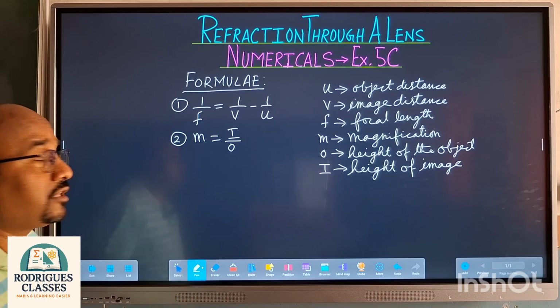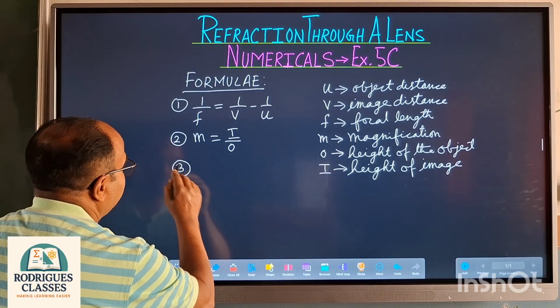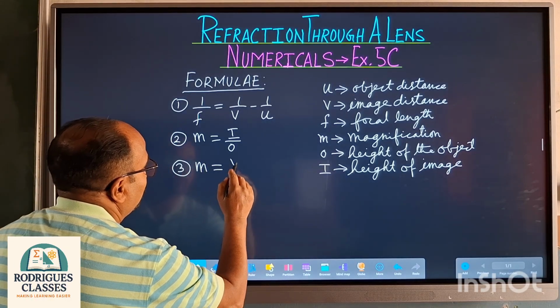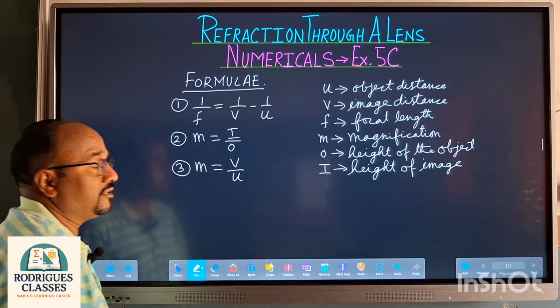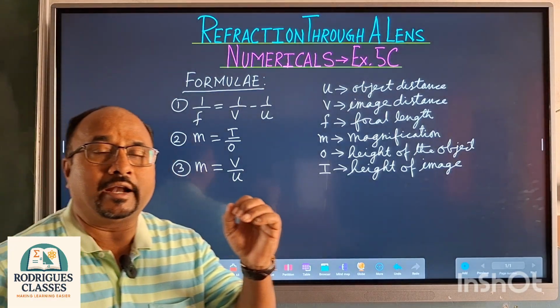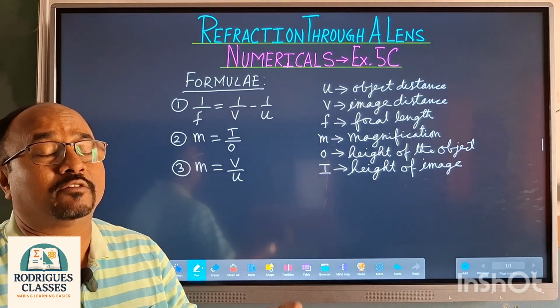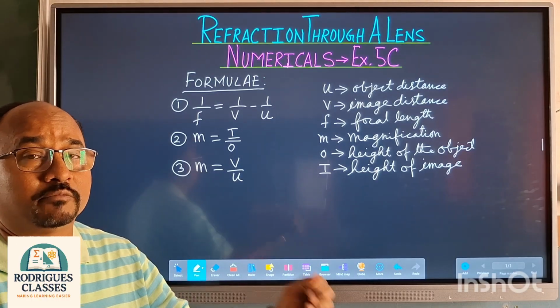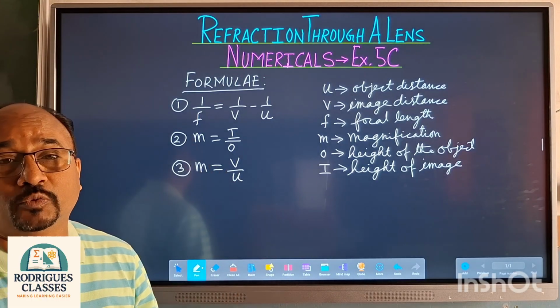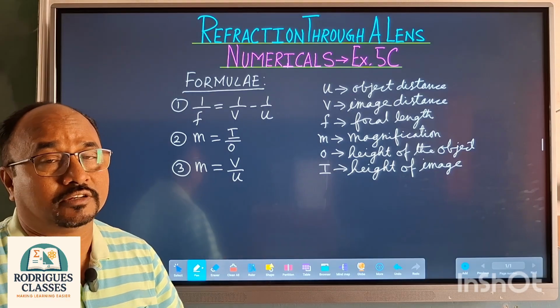And now another formula for magnification is v by u. It means at what distance the image is from the lens divided by at what distance the object is kept from the lens. By this formula also you will get the magnification.